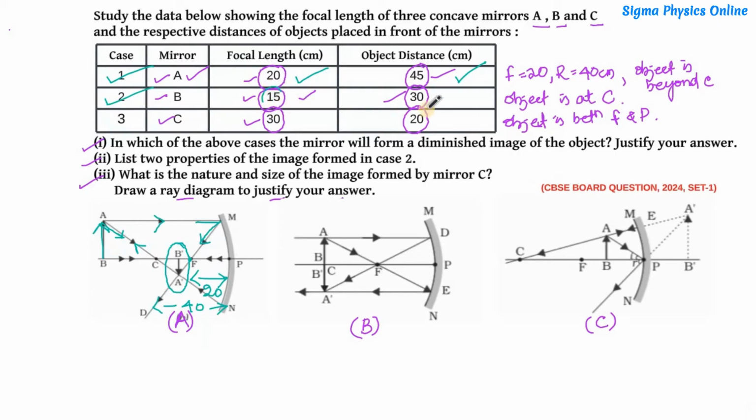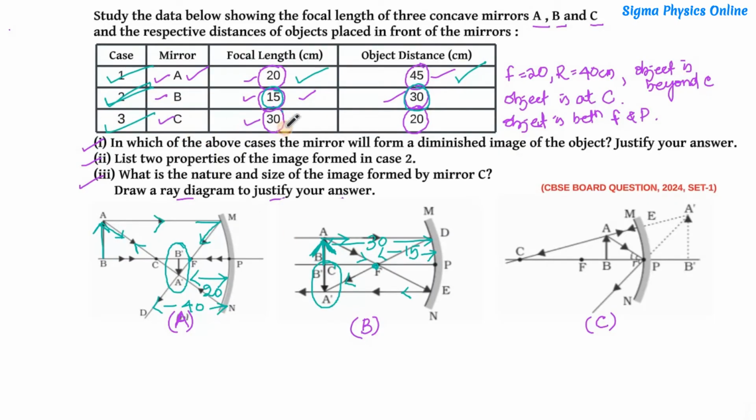In case 2, the focal length is 15 centimeter, the object distance is 30 centimeter. That means the focal length is 15, so our radius of curvature will be 30 centimeter. So the object is placed at the center of curvature. So now let's draw the ray diagram. One ray goes parallel to the principal axis. After reflection, it passes through the focus. Another ray passes through the focus. After reflection, it goes parallel to the principal axis. These two rays meet at this point, and here is the image which is formed. Now in this case, the image is formed at the center of curvature. It's a real and inverted image, and it's of the same size as that of the object. So this is case number 2.